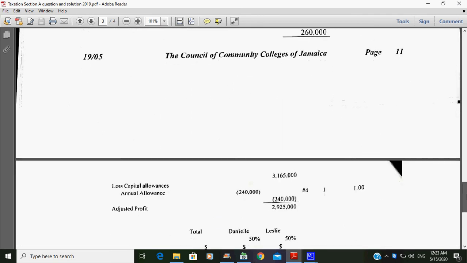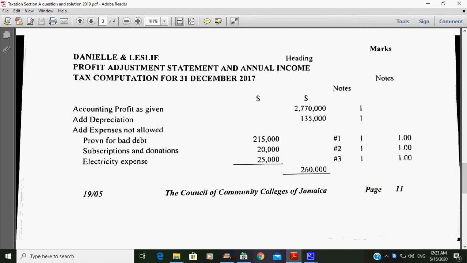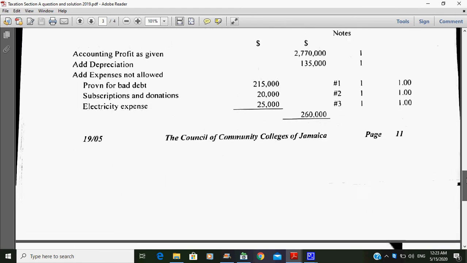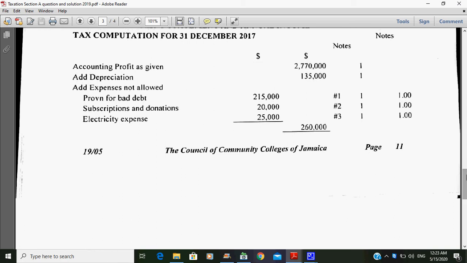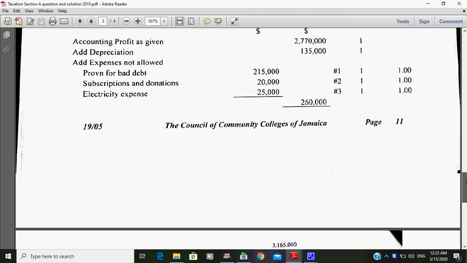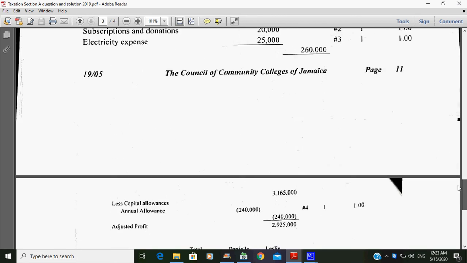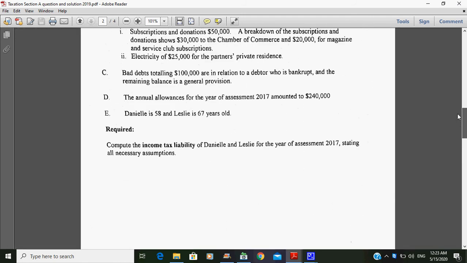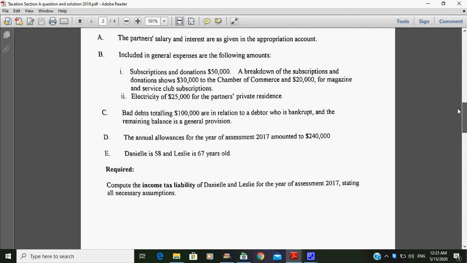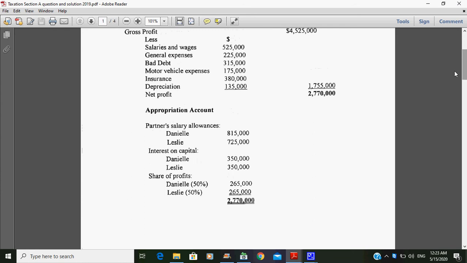Now there are some notes here to note. Let's look at note 1 and note 2. Note 1 says bad debts incurred in the business are what? Allowed. However, a general provision is not allowed. So 100,000 is allowed, but it will be 100,000 out of this. The remainder, which is 250,000, will be a general provision, which is not allowed.